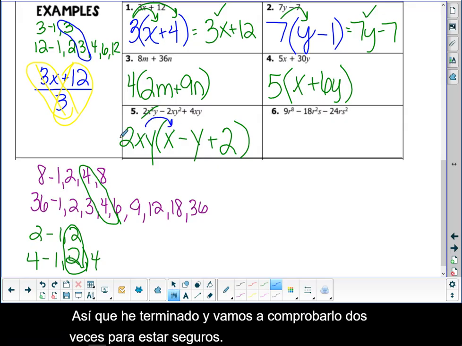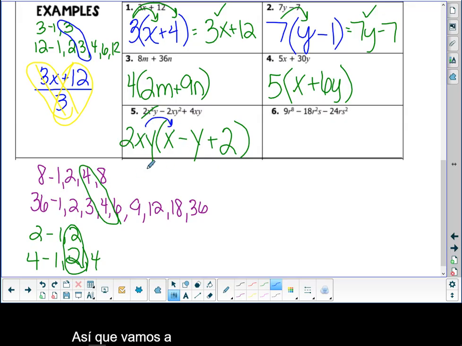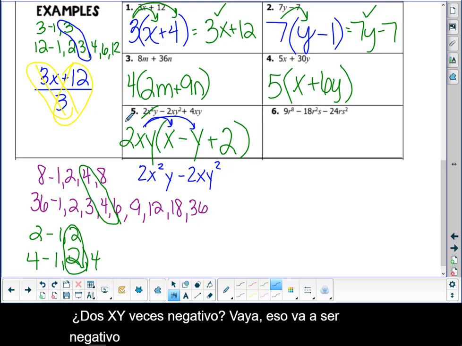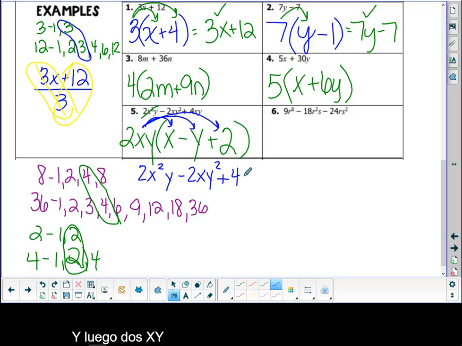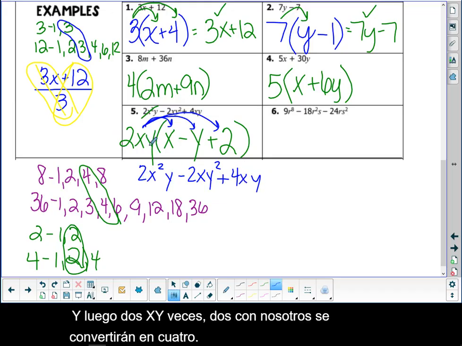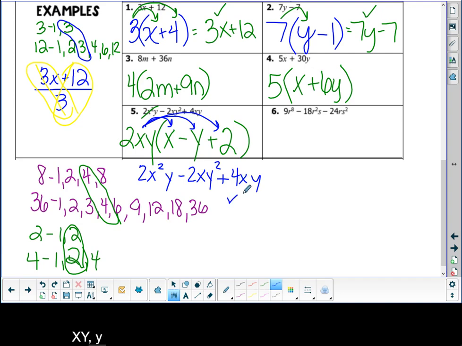So we're going to have 2xy times x. We're going to have 2x squared y. 2xy times negative y. Well, that's going to be negative 2x, and y times y is y squared. And then 2xy times 2, well, that's going to become 4xy. And if you look, that's what we had, so we're right.